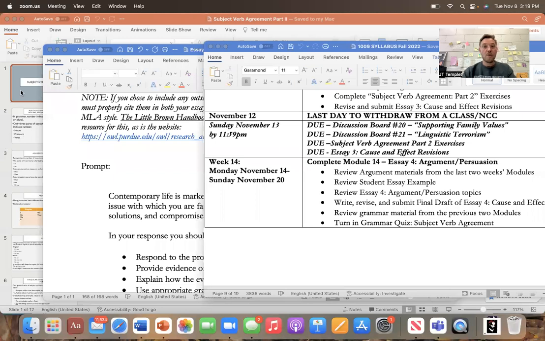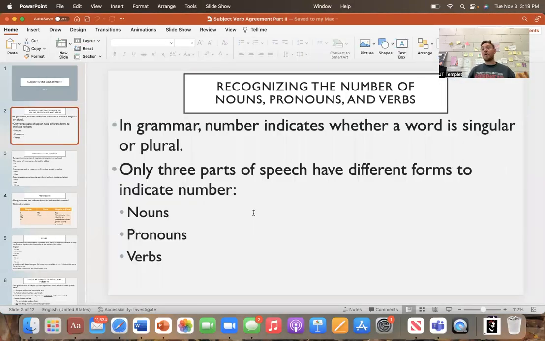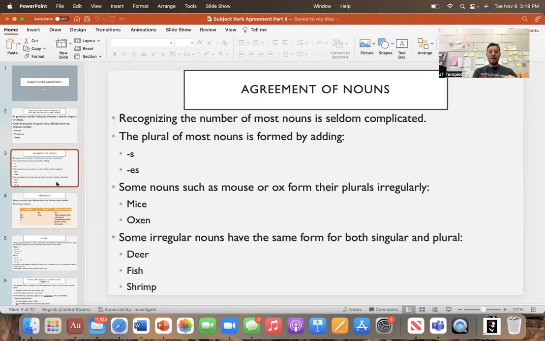And if we look at our slides, let's go ahead and take those out. In grammar, number indicates whether a word is singular or plural, right? Singular means there's one, plural is more than one, two or more, right? Only three parts of speech have different forms that indicate number: nouns, pronouns, and verbs.